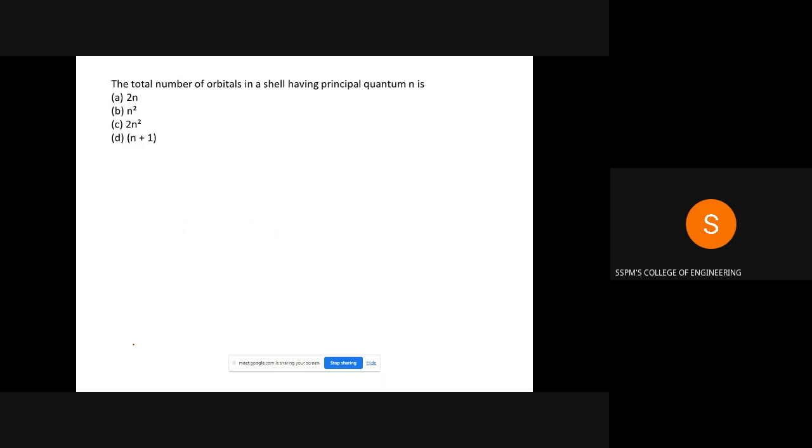We solved this earlier, it is the same example, you just have to write the formula here. Total number of orbitals, the principal quantum number is given. So the principal quantum number is given, that is equal to n, and you have to find out the number of orbitals. So the number of orbitals is equal to n square.